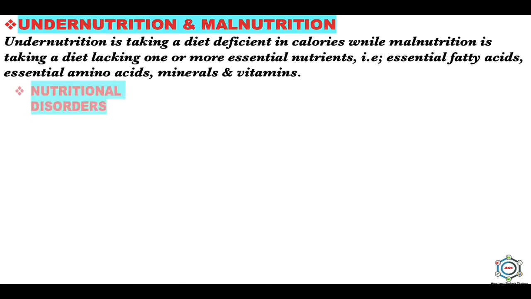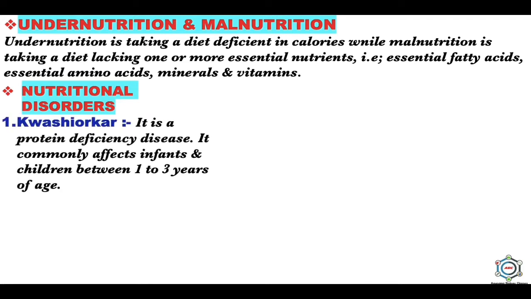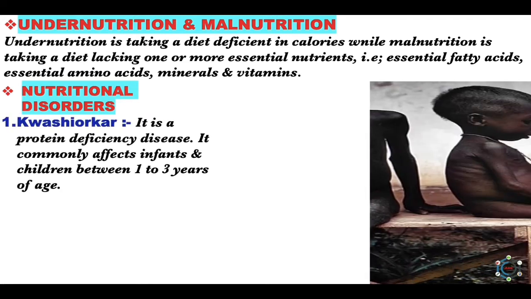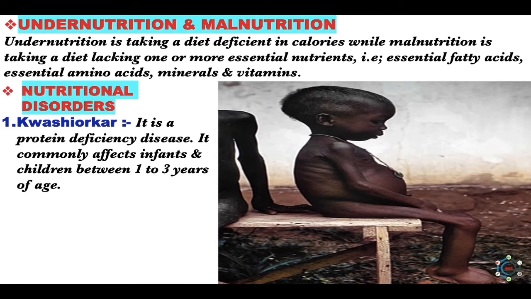Now the nutritional disorders. If the amount of nutrition in your diet is not adequate, then it causes deficiency disease, and in some cases an excess of nutrients also causes disease. So your diet should be balanced. In the nutritional disorders, the first one is kwashiorkor. It is a protein deficiency disease. It commonly affects infants and children between 1 to 3 years of age.